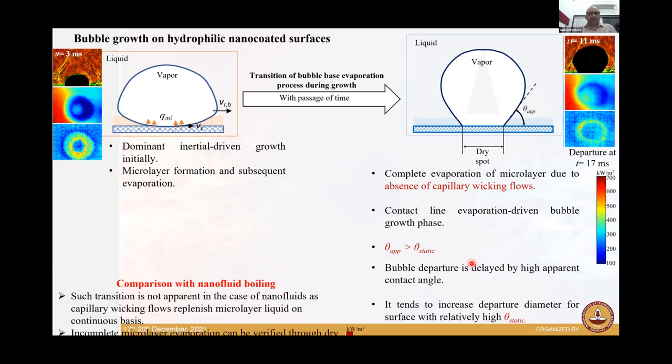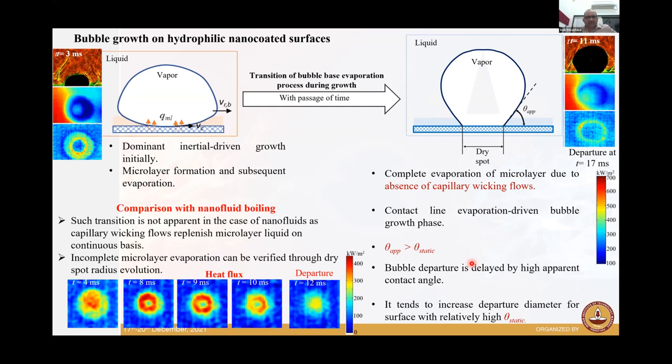And then we compared it with the previous set of experiments where we had used nanofluids and nanoparticles had deposited. Here the thermal signatures or the heat fluxes can be seen to be very high, relatively higher, and that too spread over the entire core region. But in this particular case, even though we started with micro layer or high surface wettability, the characteristics changed, and there was complete evaporation of the micro layer due to the absence of any capillary wicking flows.